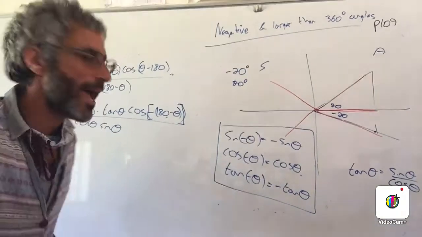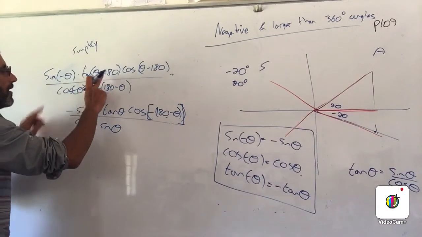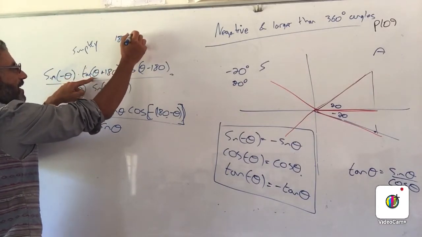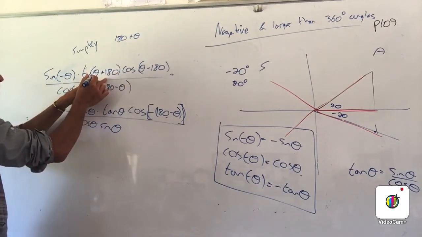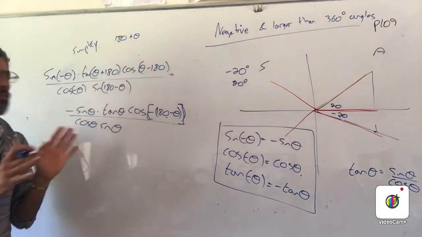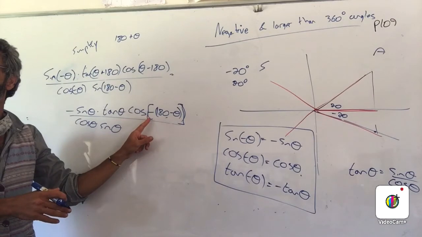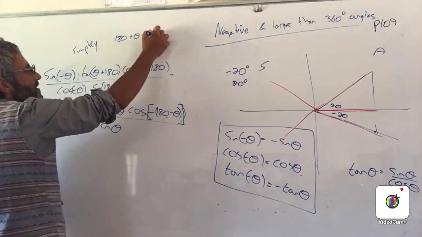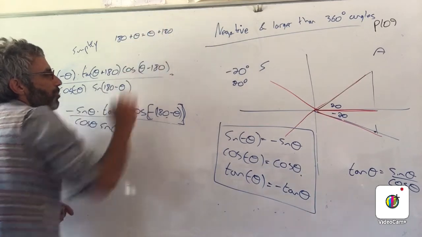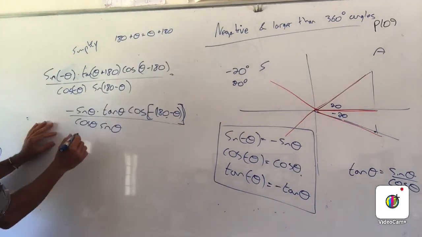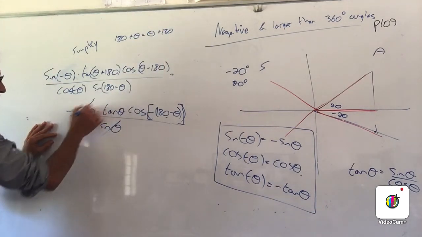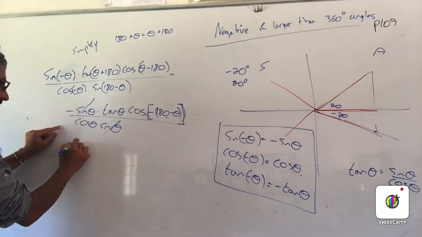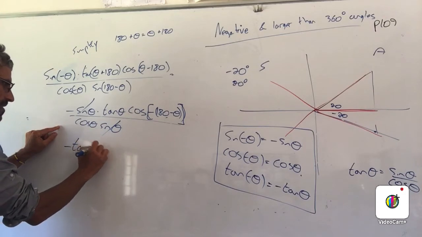What you notice, Chloe, is that here normally we had it as 180 plus theta, and now we have theta plus 180, but we can swap that around. We don't need to add a minus like we did here, because 180 plus theta is the same as theta plus 180. There's no problem there. Now let's start cancelling out a few things. I can cancel those two. Now I've got minus tan theta.